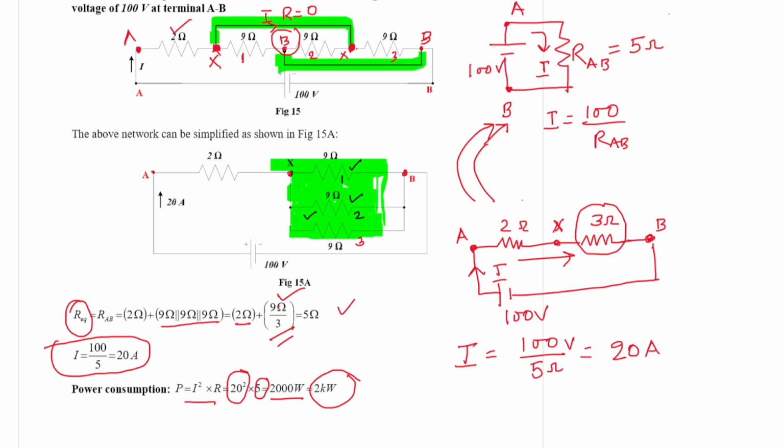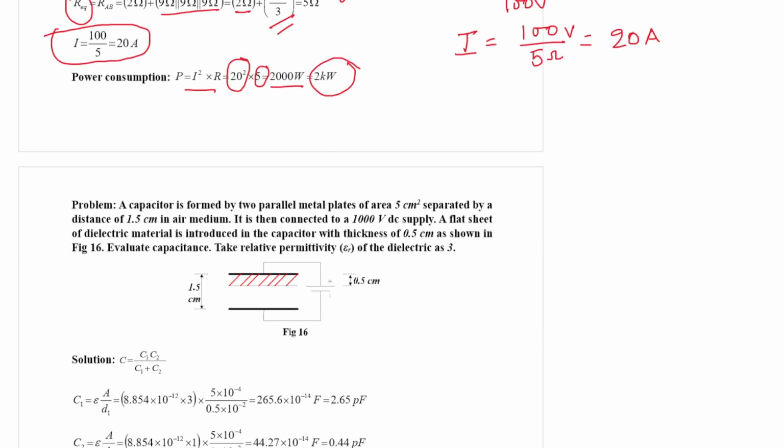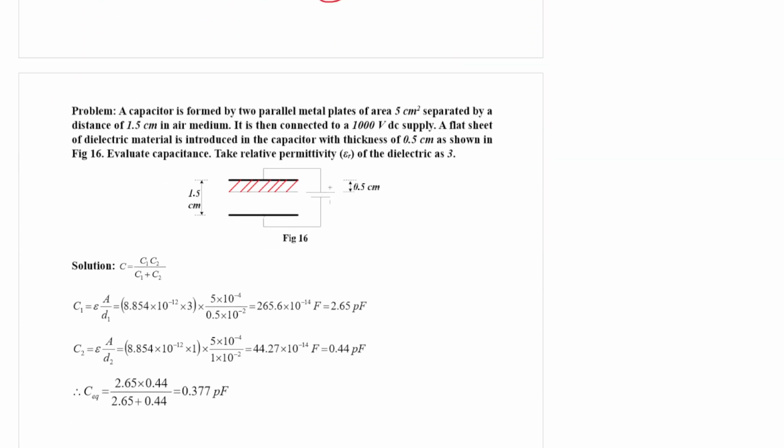So now moving to the next problem. It is a capacitance problem. Now figure 16, it is a parallel plate capacitor. A capacitor is formed by two parallel plates of area 5 centimeter square. So area is given as 5 centimeter square, separated by a distance of 1.5 centimeter. So distance is 1.5 centimeter.